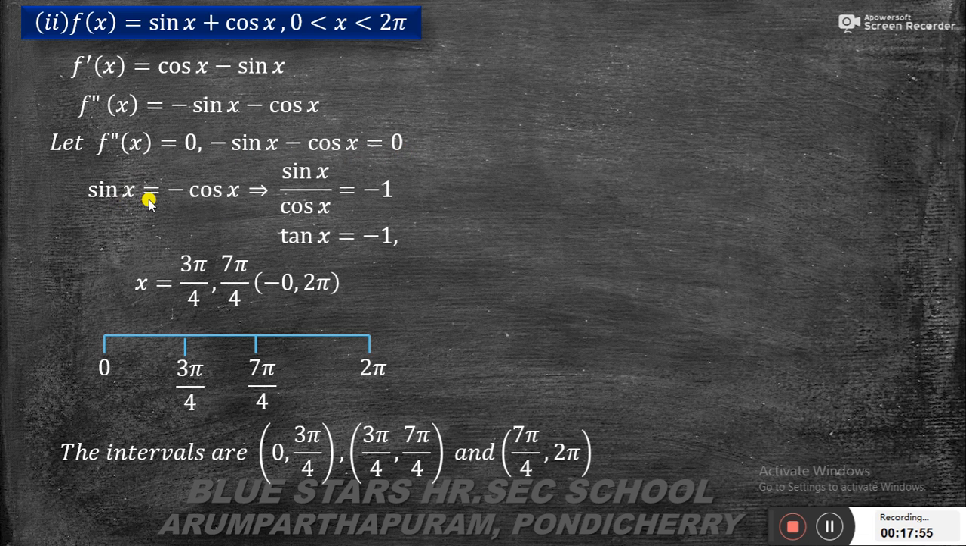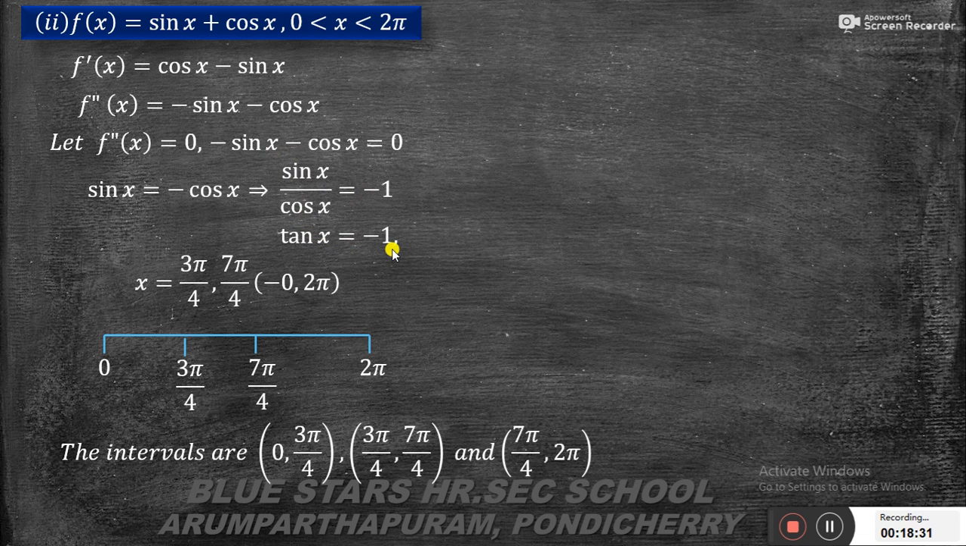Otherwise, this minus sin x you write on the RHS. So minus cos x equal to sin x. In the next step you reverse the equation. So sin x equal to minus cos x. Next step, I write cos x in the denominator. So sin x by cos x equal to minus 1. So sin by cos is tan x. Tan x equal to minus 1.